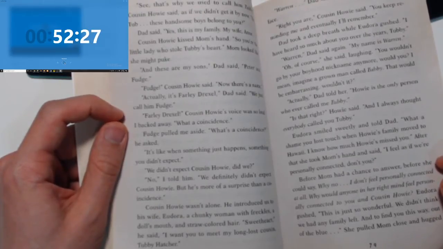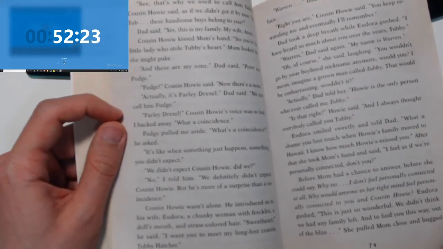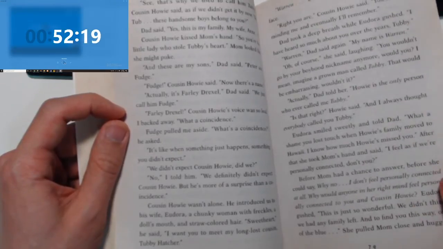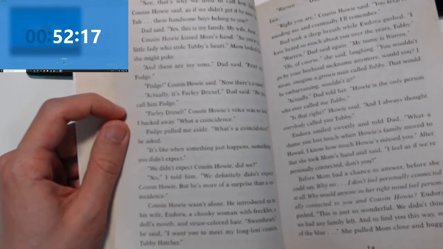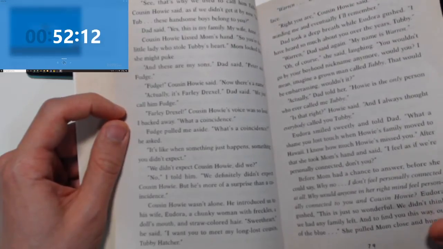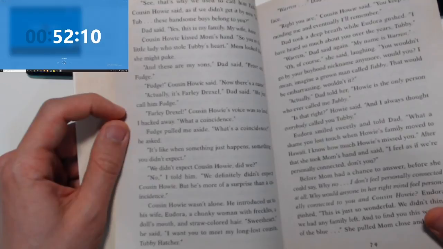Cousin Howie wasn't alone. He introduced us to his wife, Adora, a chalky woman with freckles, a doll's mouth, and straw-colored hair.